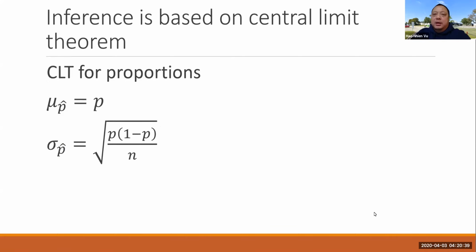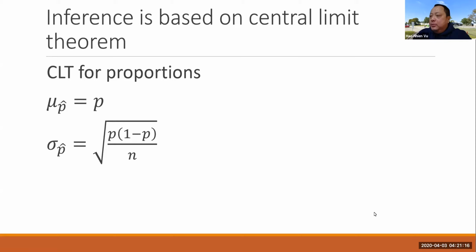It starts with the idea that statistical inference is based on the central limit theorem and sampling distribution. The CLT for proportions, for example, says that under certain conditions, the sampling distribution for the proportion is normal or approximately normal with the mean equal to P and standard error equal to square root of P times 1 minus P over N. And we use that for inference.